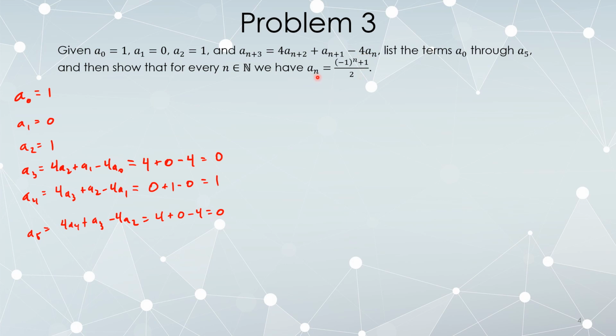So as n goes back and forth, even, odd, even, odd, even, odd, this goes 1, 0, 1, 0, 1, 0. So this formula exactly says it alternates between 1 and 0 according to whether n is even or odd. Okay.